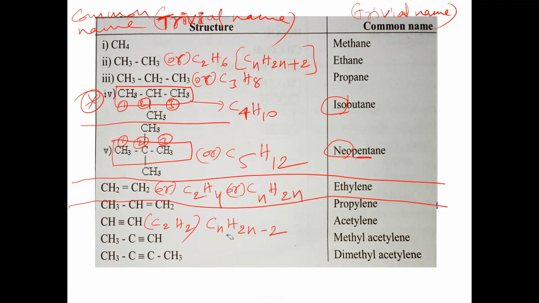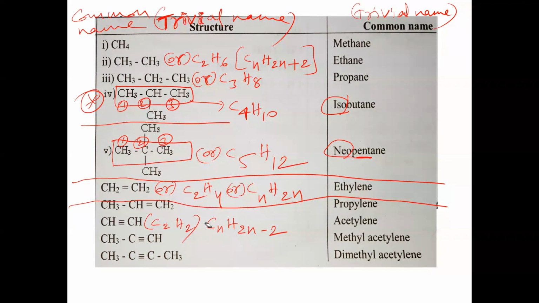CnH2n minus 2. The number of carbons is 2, suppose. Here 2 into 2 is 4, 4 minus 2 is 2. So C2H2 is the general formula of what now? CnH2n minus 2 is the general formula of alkynes. Here 2 carbons are there, so it is ethine. 2 carbons with a triple bond, ethine.